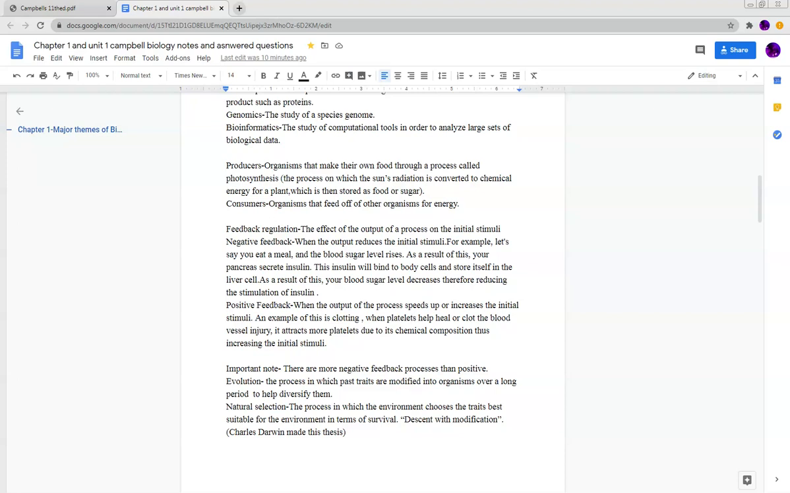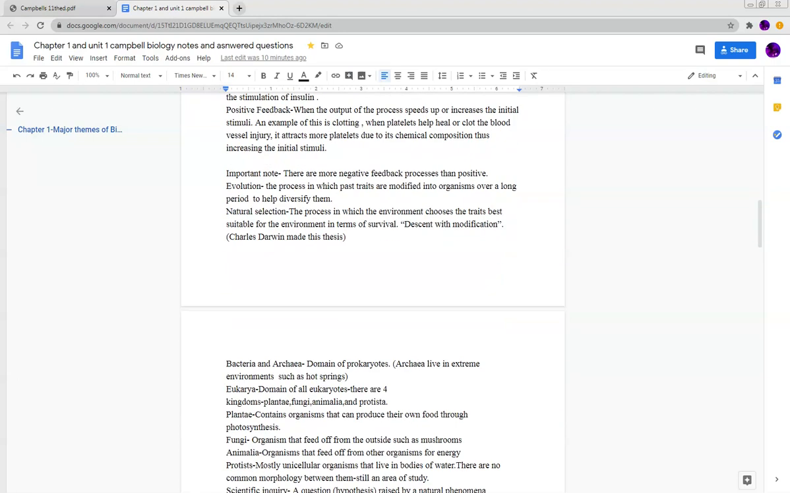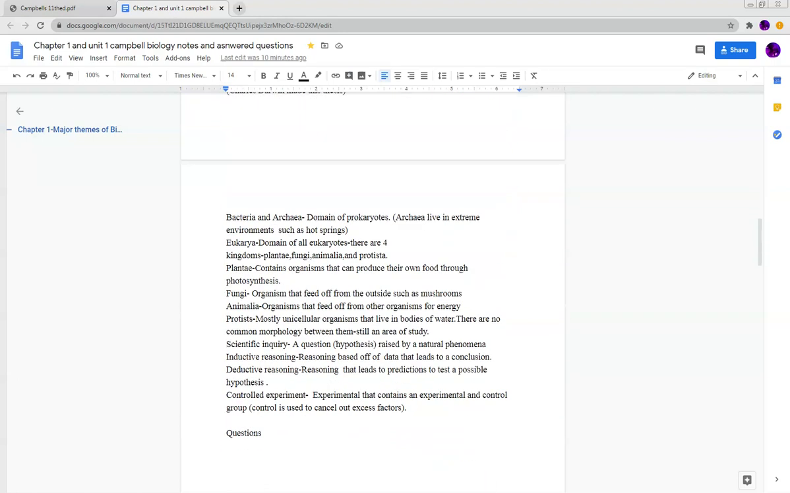Okay, so another way to think about this is descent with modification. And Charles Darwin, the father of evolution, one of the fathers of biology, made this thesis. Not surprising.